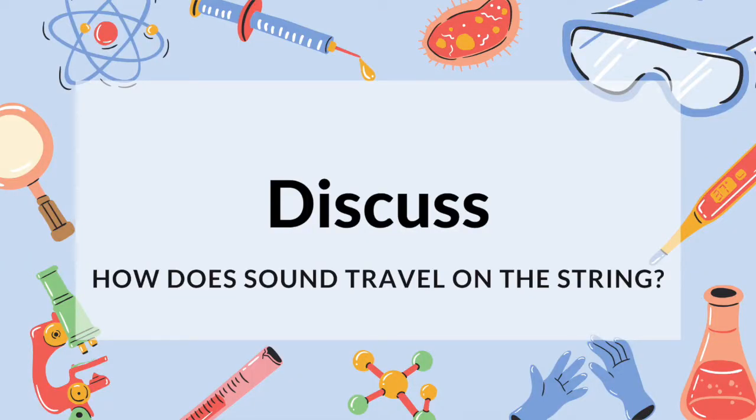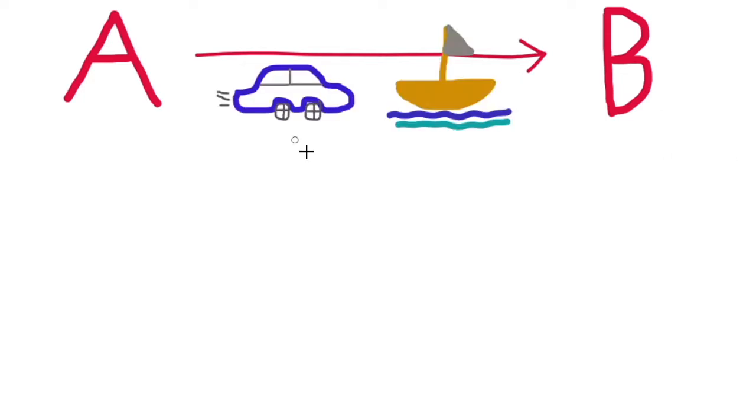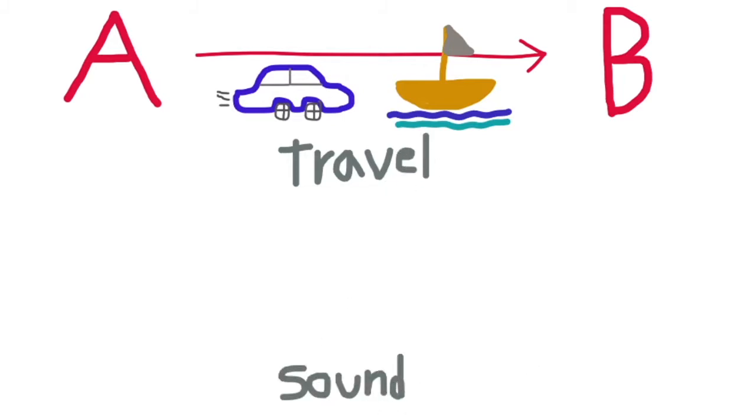The second discussion question is, how does sound travel on the string? Sound requires a medium, or something to travel through. Think of a person traveling from one country to another. There must be some way for them to be transported, such as a car, boat, plane, or more. Sound functions in the same way as physical transportation.